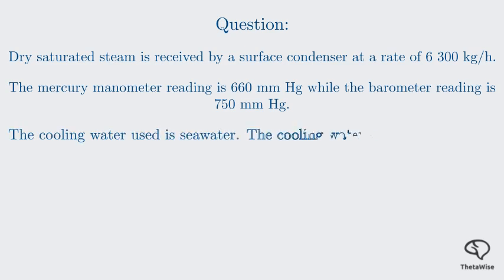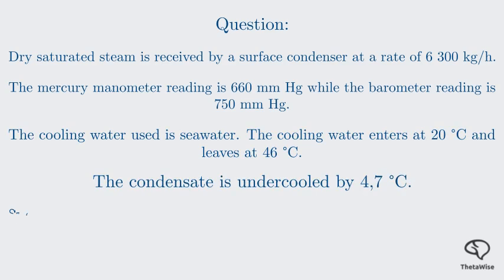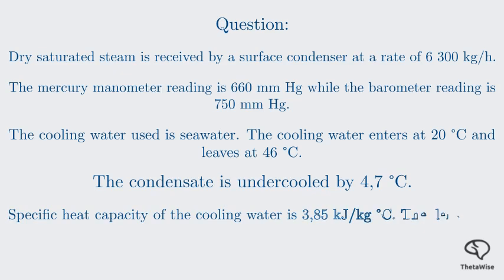It enters at 20 degrees Celsius and leaves at 46 degrees Celsius. The condensate is undercooled by 4.7 degrees Celsius. The specific heat capacity of the cooling water is 3.85 kilojoules per kilogram per degree Celsius. The density of seawater is 1025 kilograms per cubic meter.